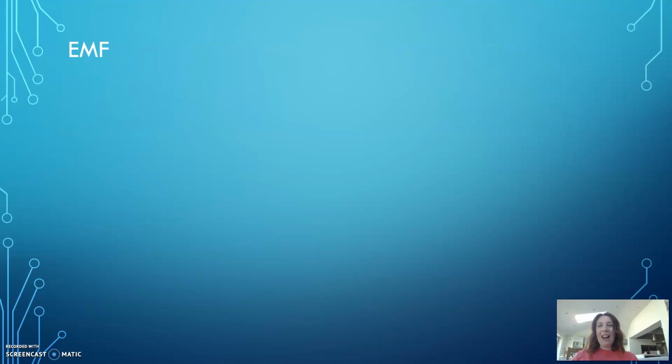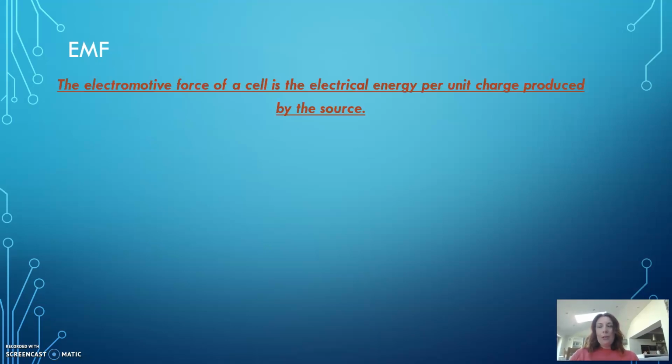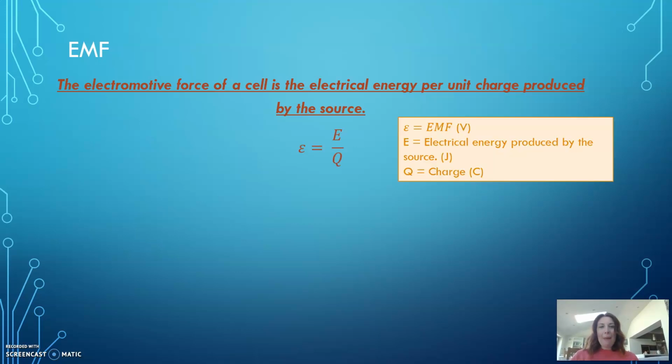So, EMF or electromotive force. The definition, which you have to know, is electromotive force of a cell is the electrical energy per unit charge produced by the source. So that gives you the equation, electrical energy per unit charge. The equation for EMF is, it's got this curly E symbol, epsilon in Greek letters. So EMF is equal to energy divided by charge, and the energy is the energy that's being produced by the source.